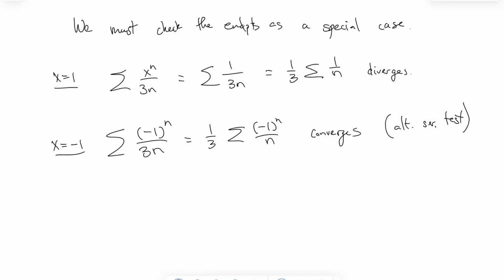Although I don't want to go through the details here, this is the alternating harmonic series, and it converges. It converges actually to the natural log of 2. Like we talked about this example in some amount of detail.